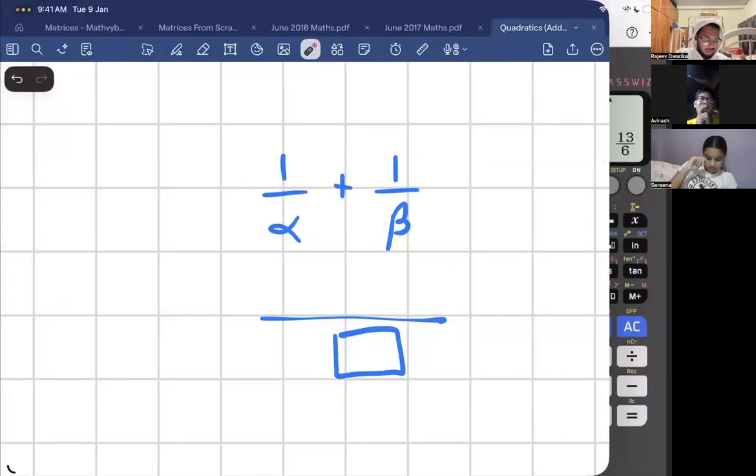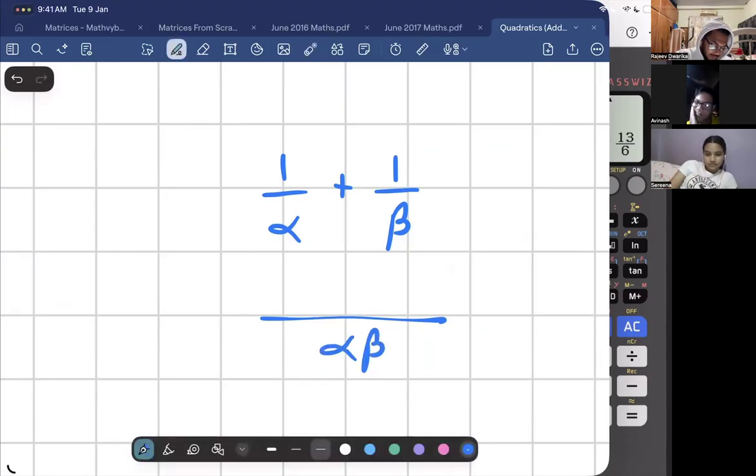It's just alpha beta. And if it's just alpha beta, how many times could alpha go into alpha beta? Beta times. So that'll be beta by one, which is beta. And beta into alpha beta is just alpha, one by alpha. And beta plus alpha is the same thing as what?